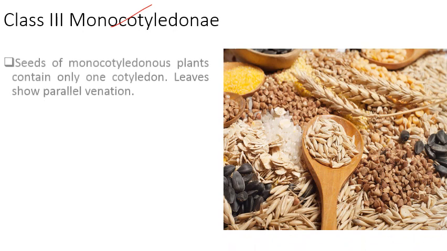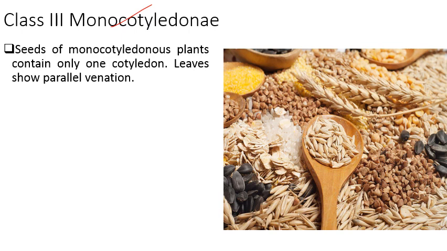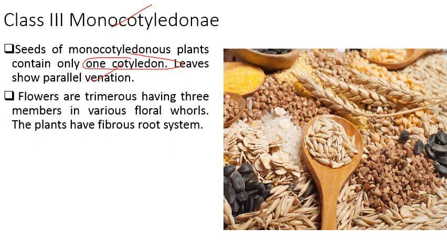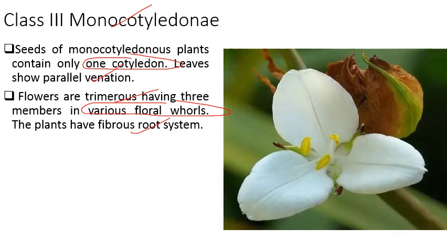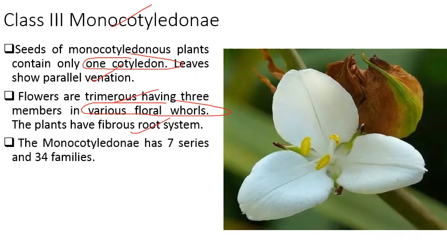Next comes class 3, that is Monocotyledonae. So इसमें आते हैं सभी plants जिसमें seeds monocotyledonous होते हैं, plants having only one cotyledon, leaves show parallel venation, flowers are trimerous having 3 members in various floral whorls. The plants have fibrous root system. रूट सिस्टम इसमें फाइबर्स होता है, और ट्राइमेरस मीन्स having multiples of 3, 3 petals 3 sepals, और वैसे ही 3 के मल्टीपल्स में anthers मीन्स stamens और carpels present होते हैं.